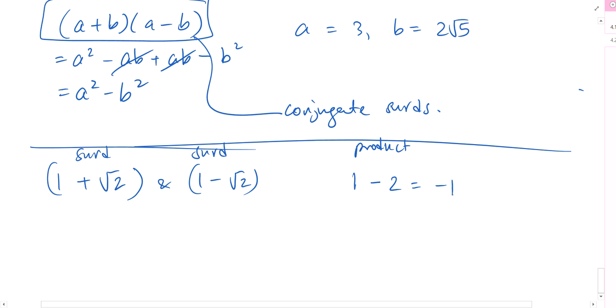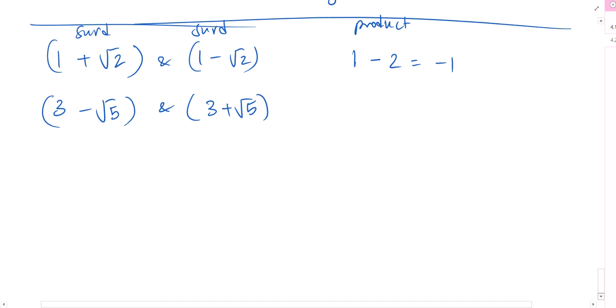Okay? Next, let's try 3 minus root 5. What is the conjugate surd? 3 plus root 5. Okay, what is the product? What's the product? A square minus B square, come on quickly. 3 square minus 5, which is 4.